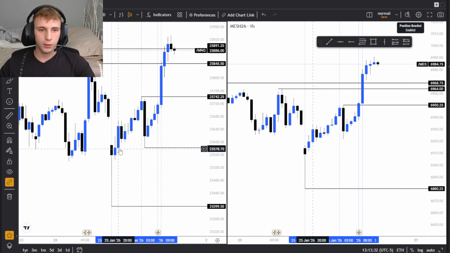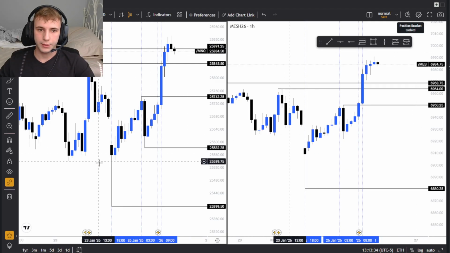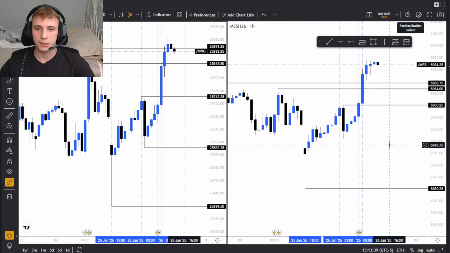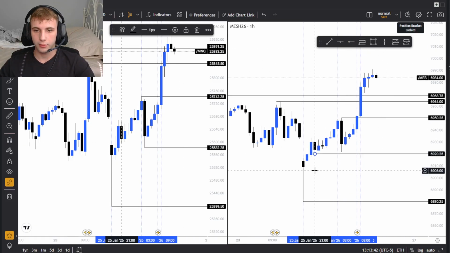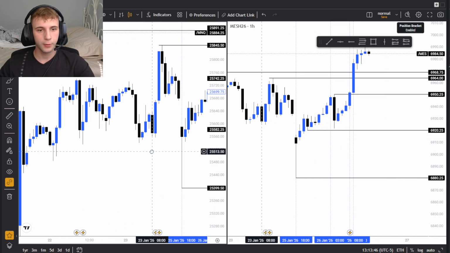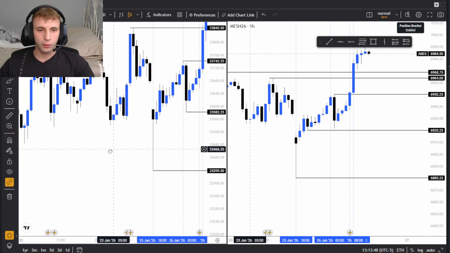And here, we actually make an SMT, right? Because NQ takes out these lows right here, hourly lows. ES does not. So we have an SMT, and this is on the hourly time frame. This is not on the 4-hour.